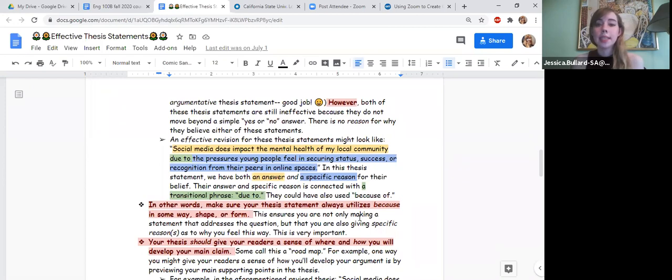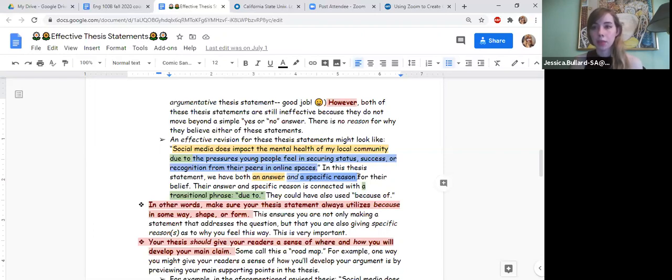Social media does impact the mental health of my local community due to the pressures young people feel in securing status, success, or recognition from their peers in online spaces. Okay. Now we both have an answer. The person is acknowledging the topic and providing a point of view. They feel it does impact the mental health of their local community. But now we also have a specific reason, and this is really important.